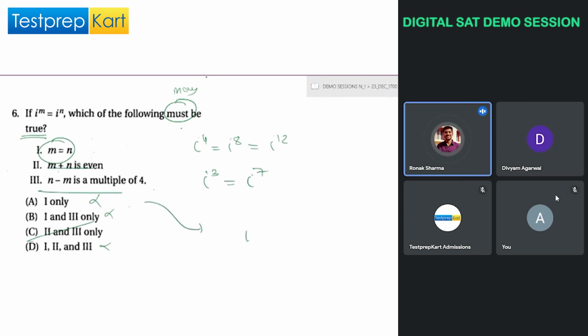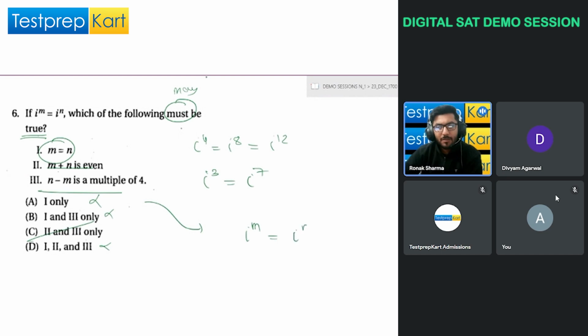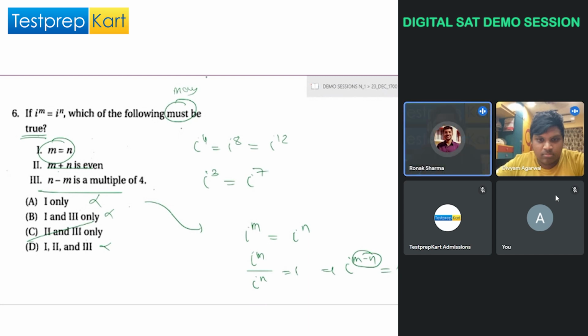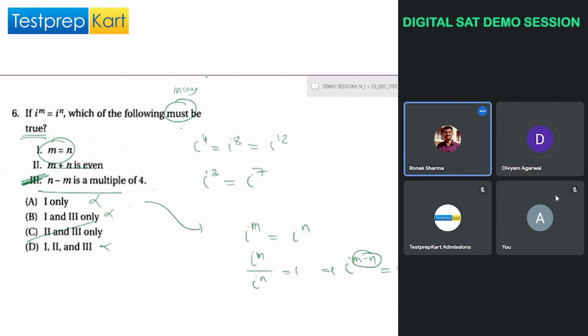Third, you have iota power m equal to iota power n. That implies iota power m by iota power n is 1. That implies iota power m minus n is 1. We know that whenever the power is a multiple of 4, it is 1. So for sure this is true. And m plus n is even, that can be done on the basis of observation.